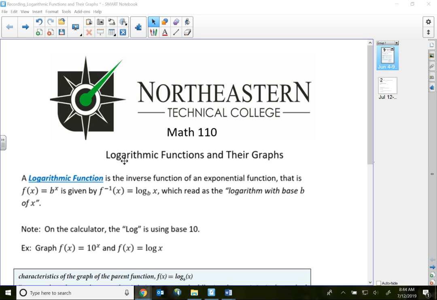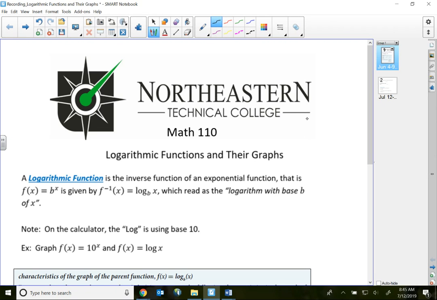After talking about the exponential function and their graphs, in this lecture video, I'm going to show you what a logarithmic function and its graph are. So what is a logarithmic function? It is basically the inverse function of an exponential function.